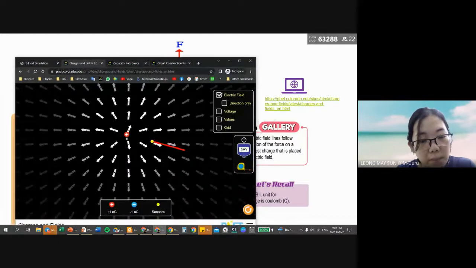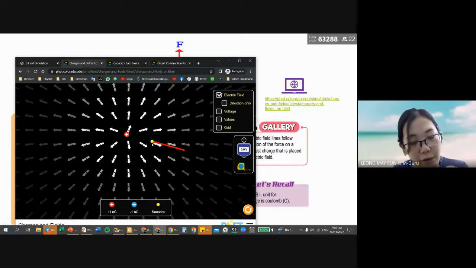So this main charge is positively charged, so the electric field lines are all going out. When it's going out, another positive charge placed in that electric field can feel the strength. The closer it is to that main charge, the stronger the electric field. The further away that charge is from the main positive charge, the weaker the electric field strength.